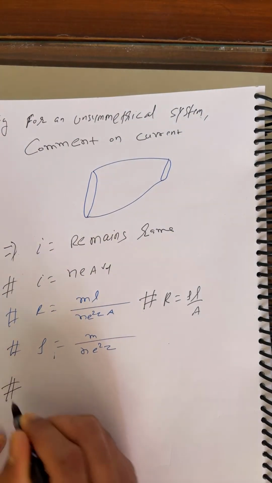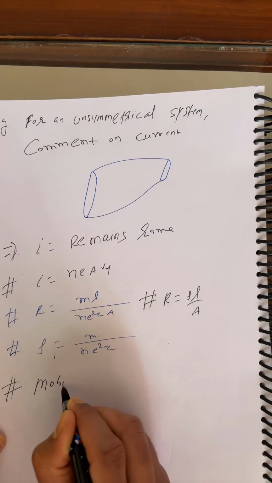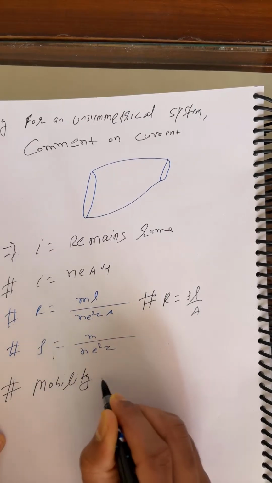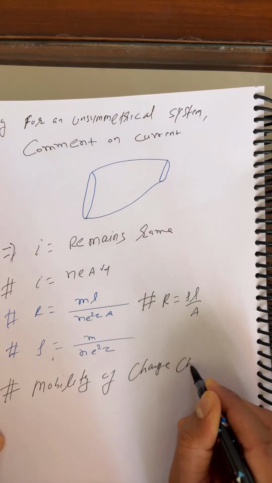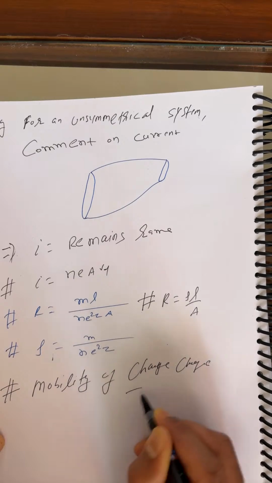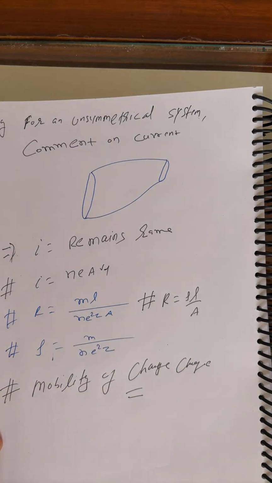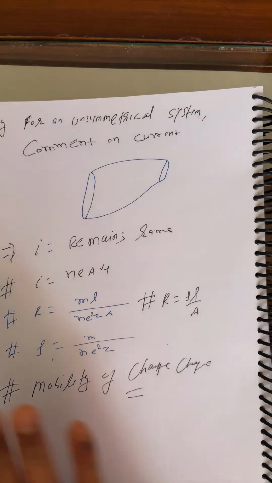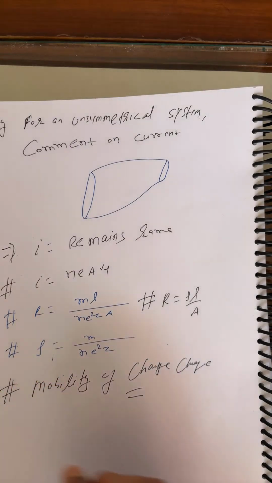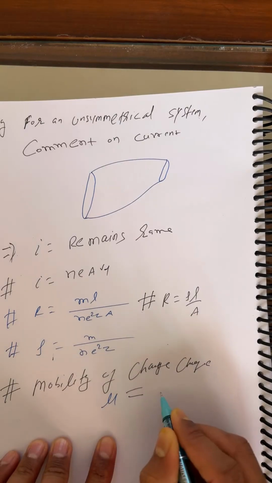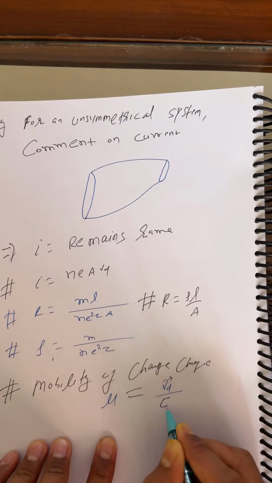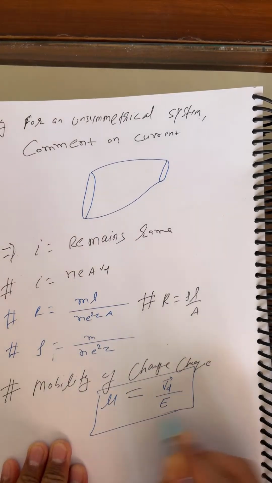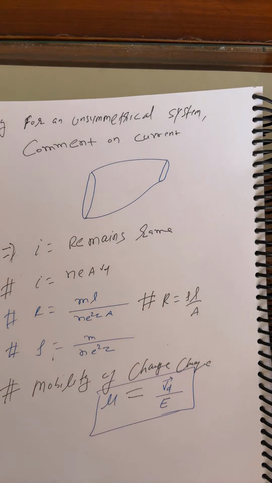Now I can move down here. Mobility of charge carrier. Beta, can you tell me the answer for mobility of charge carrier here? This is mu. It is the ratio of drift velocity per unit electric field.